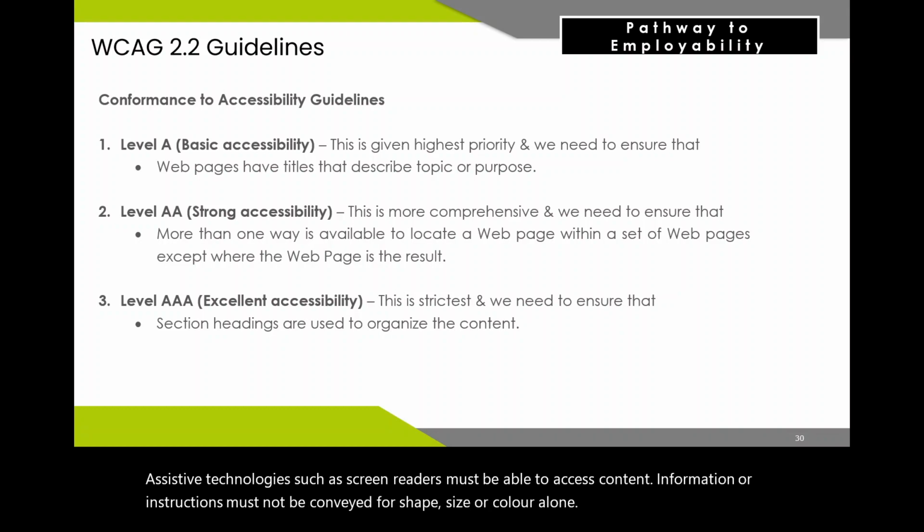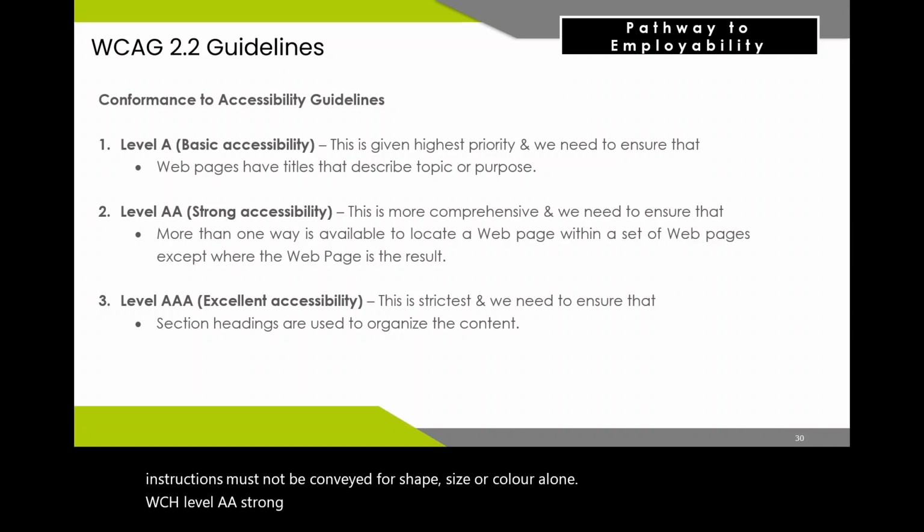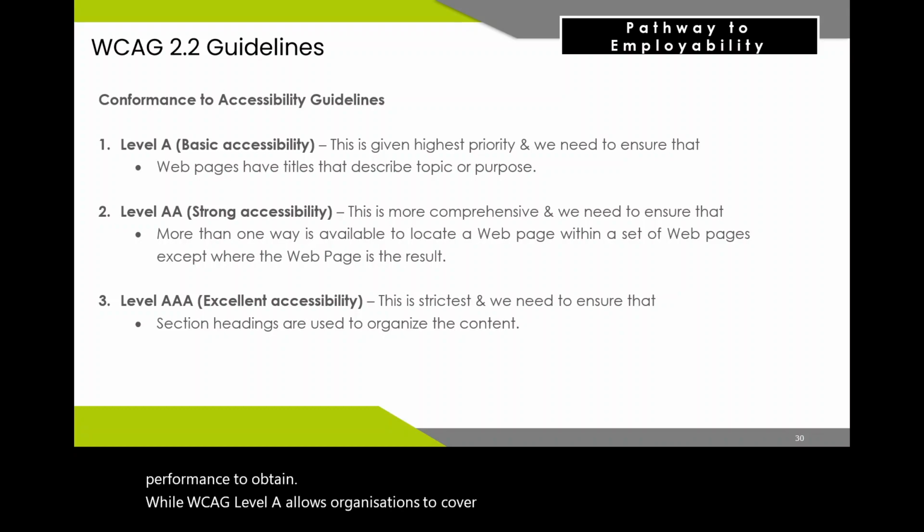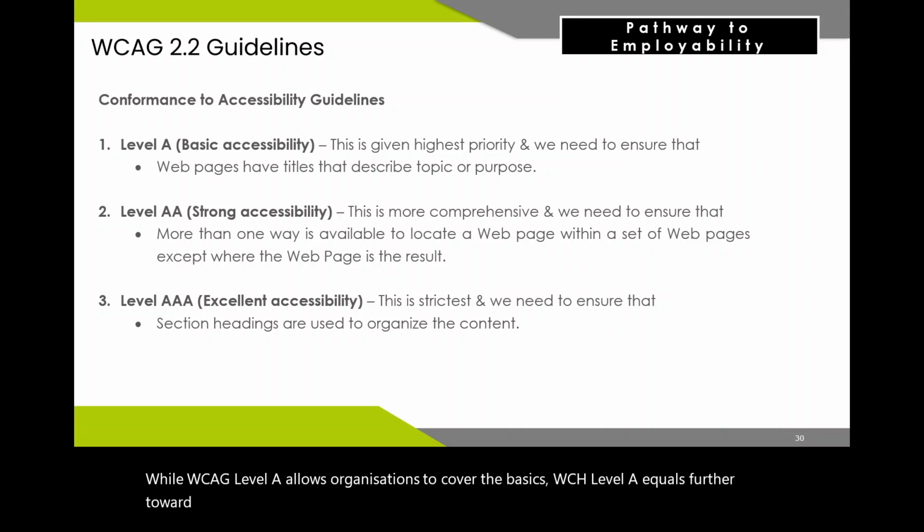WCAG Level AA: Strong accessibility, where we have the mid-range and most common level of conformance to obtain. While WCAG Level A allows organizations to cover the basics, WCAG Level AA goes further toward making web content accessible for users in a wider variety of contexts.